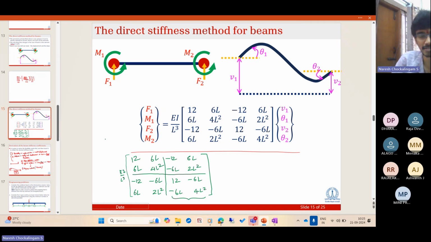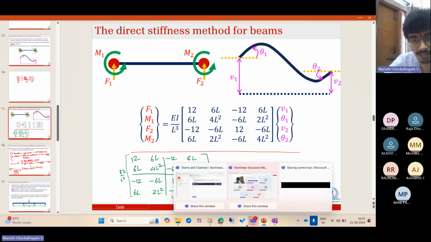So we got the beam element stiffness matrix. Now we can start coding. So we have spent about an hour into this. Yeah, we shouldn't have spent this long. But is there any doubt?